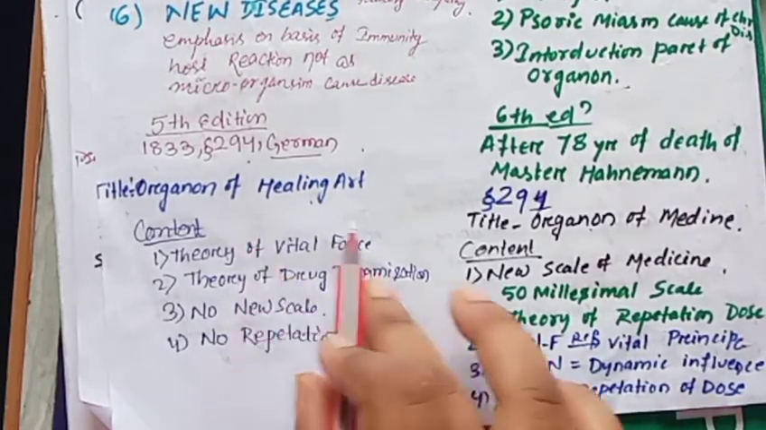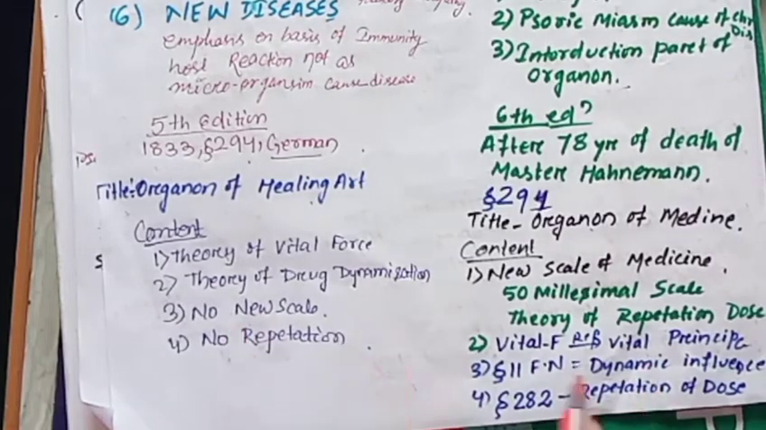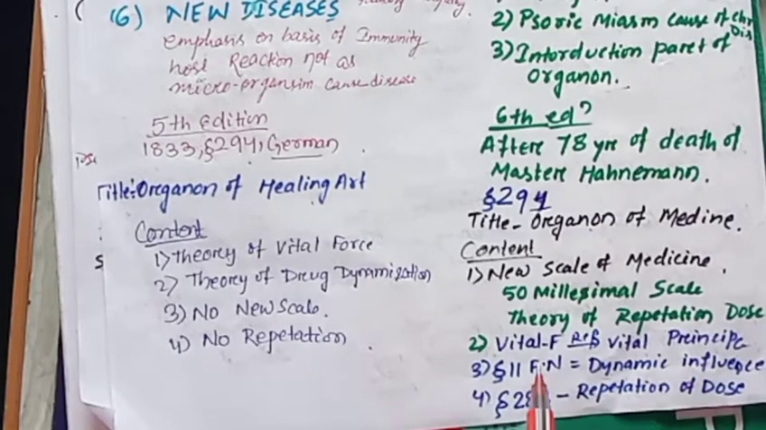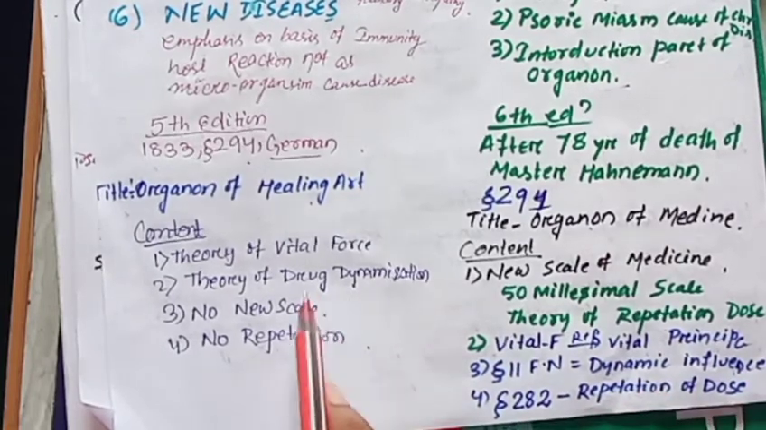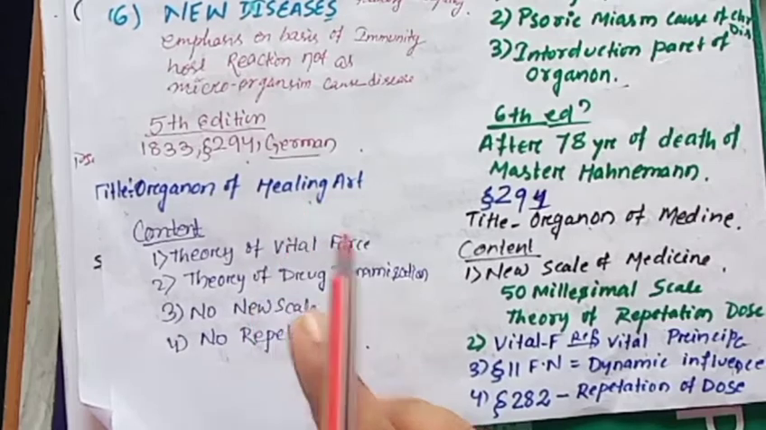Here the vital force, which was written in theory form, is replaced by vital principle, and drug dynamization is replaced by dynamic influence, which is written in the footnote of aphorism 11. Also in aphorism 282, the repetition of the dose was introduced. Before that, Dr. Hahnemann completely avoided repetition in the earlier editions.